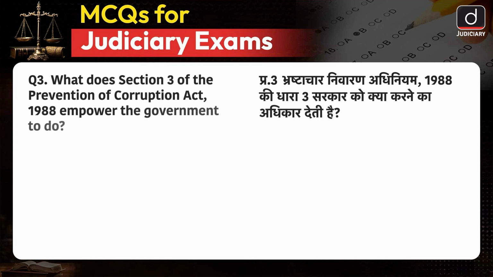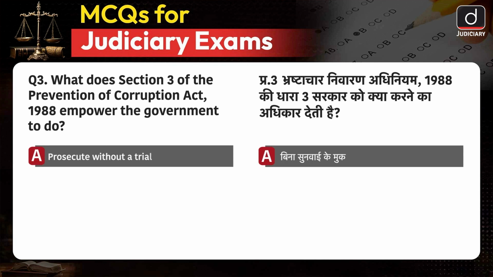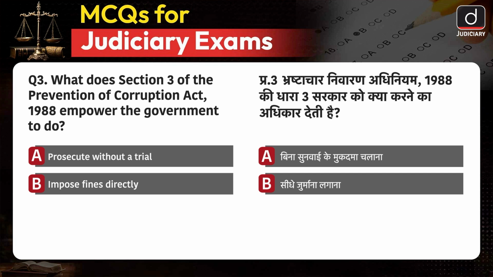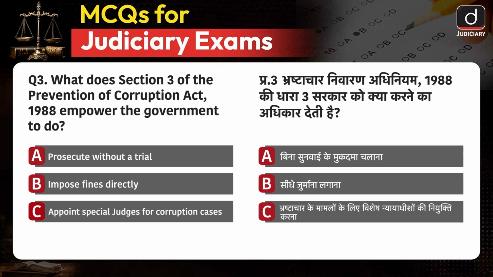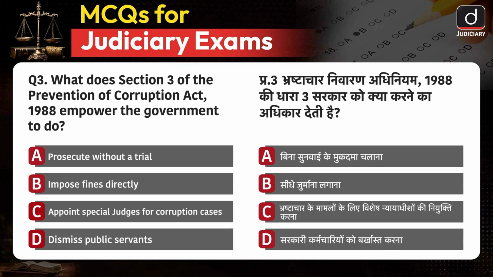Third question is, what does Section 3 of the Prevention of Corruption Act 1988 empower the government to do? Option A, prosecute without a trial. Option B, impose fines directly. Option C, appoint special judges for corruption cases. Option D, dismiss public servants. The correct answer is option C, appoint special judges for corruption cases.